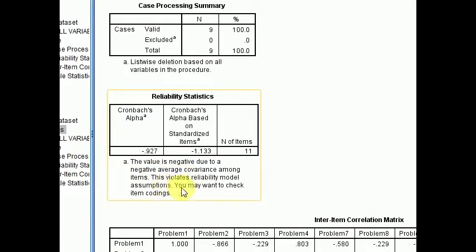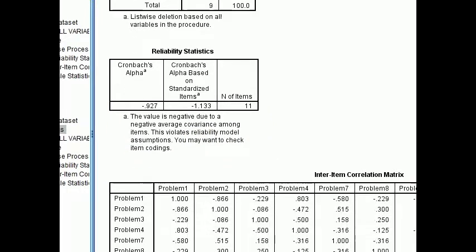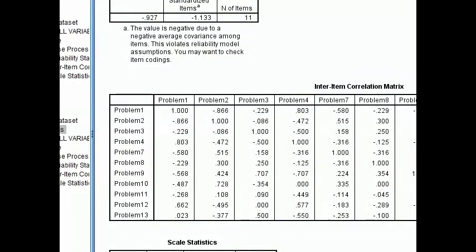As said here, this violates the reliability model assumptions, and you may want to check item codings. The main problem is you only have 9 respondents. And look at this, problem 1 and problem 2 are very much negatively correlated, 0.866 and it's negative. That means the higher their answers for problem 1, the lower their answers for number 2. The higher they rate "I have little knowledge," the lower they rate "I have limited English proficiency."